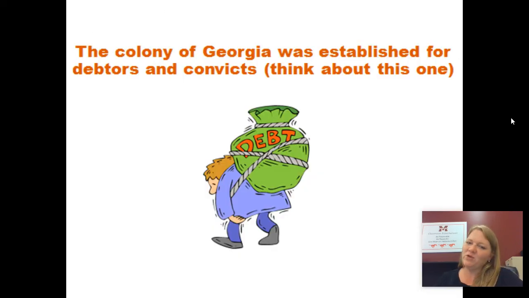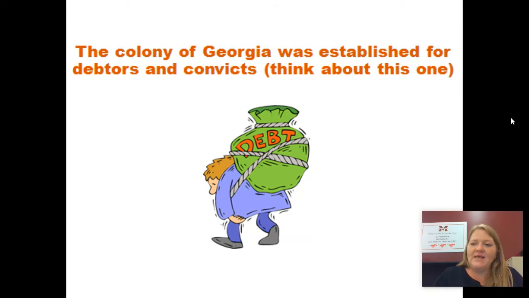All right, let's talk about Georgia. Georgia is another colony. It's our southernmost of the 13 colonies. The colony of Georgia was established for debtors. So those are people that owe money or owe debt to someone else, and convicts, people that have been convicted of crimes.